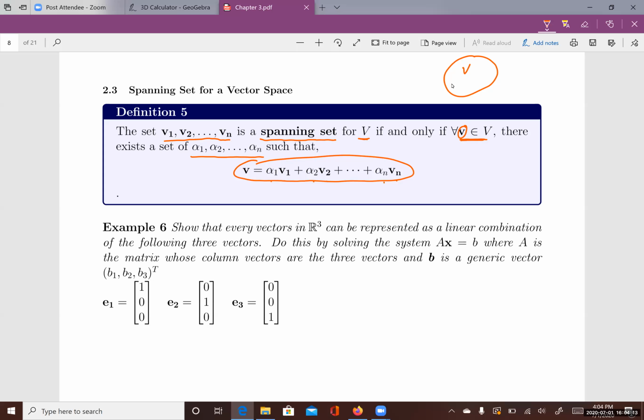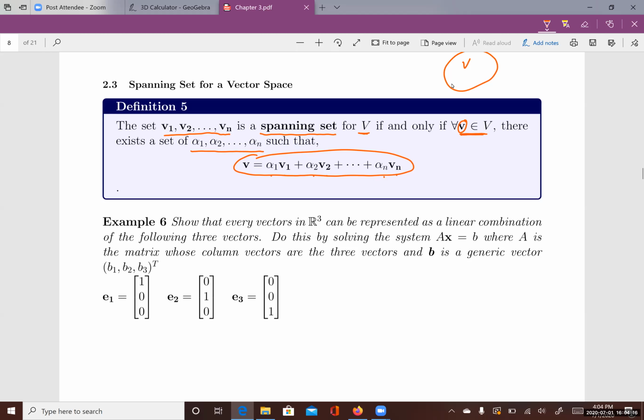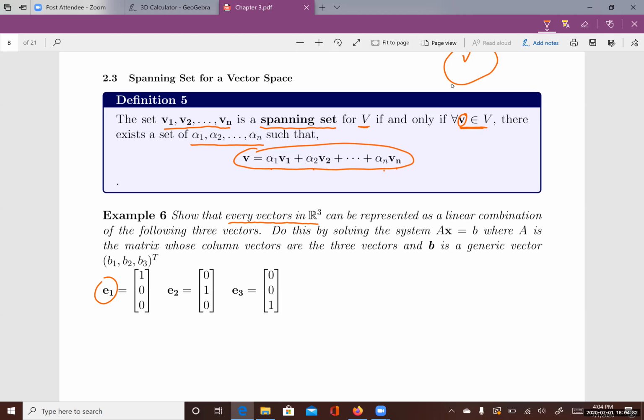So using that definition, we want to put it into practice. Let's say you want to show that every vector in R3 can be represented as a linear combination of these three vectors. If you can do that, then these three vectors are a spanning set for R3. So if you can use these three vectors to make any vector in R3, then they form a spanning set for R3.